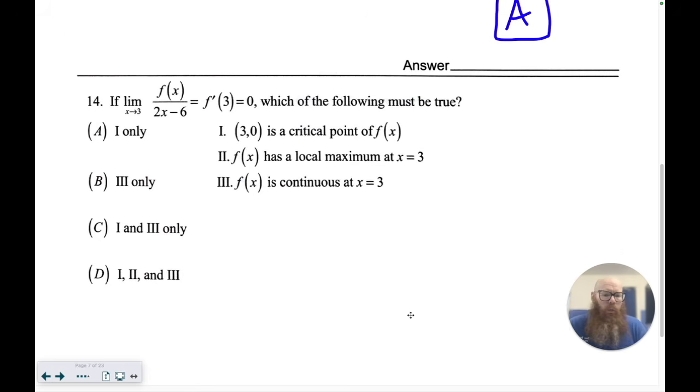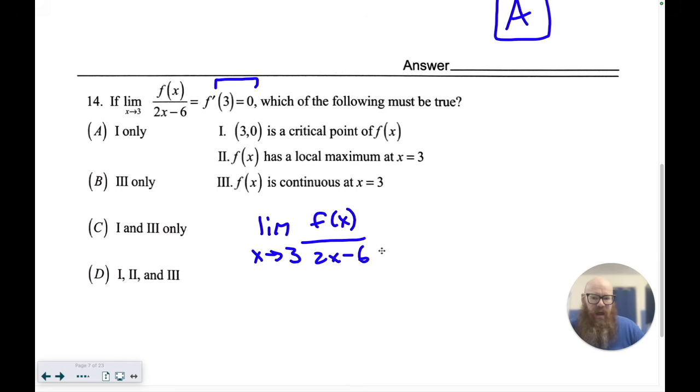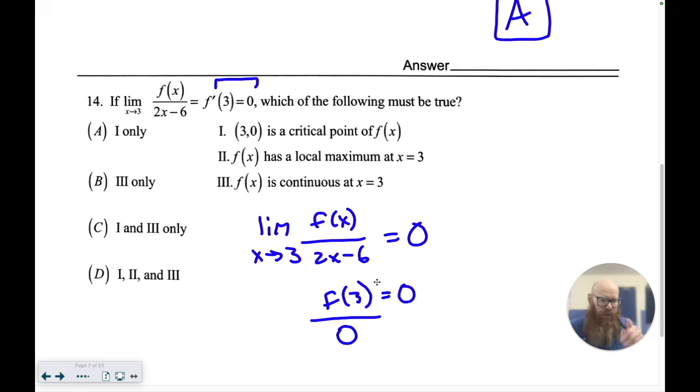Okay, which of the following must be true? So is 3 a critical point? Well, definitely, because the derivative at 3 is equal to 0. But is 0 the actual output of it? To look at that, if we look at the limit as x approaches 3 of f of x over 2x minus 6, for that to also equal 0, so I'm going to just ignore this derivative right now. Well, for that to be defined, when I sub in 3, I get f of 3 over 0. Well, then f of 3 has to be 0. We need to get 0 over 0 for there to actually end up being an answer.